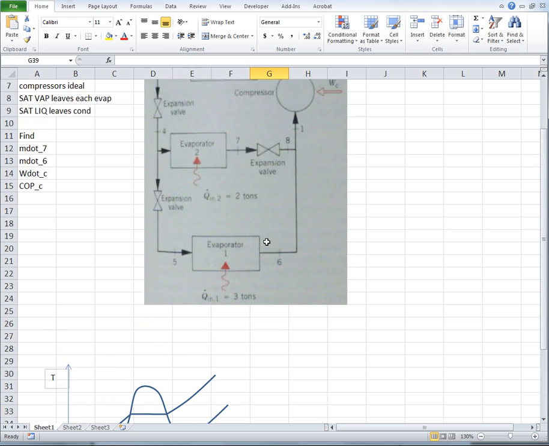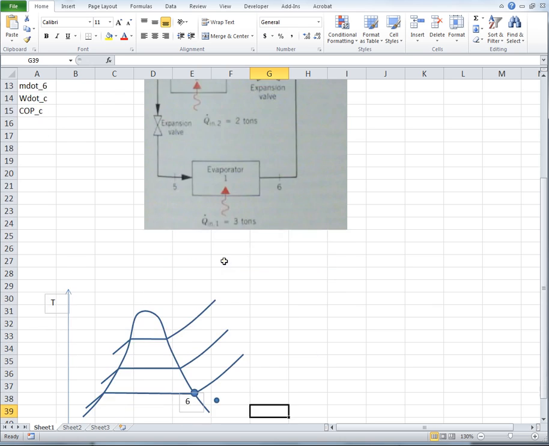And then what else? That 6 mixes with 8. Well, what's 8? Well, we've got saturated vapor coming out of the evaporator 2. So what does that look like? Evaporator 2 is at this intermediate pressure, the middle pressure. And so we have saturated vapor coming out at 7. So let's find that. I think it's going to let me work with that a little bit. There we go. That's our state 7.